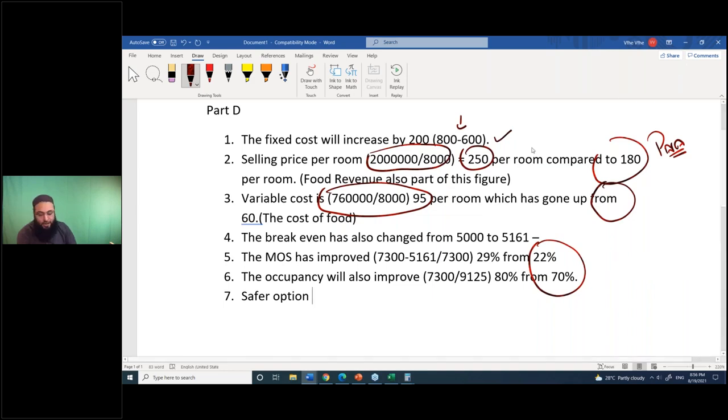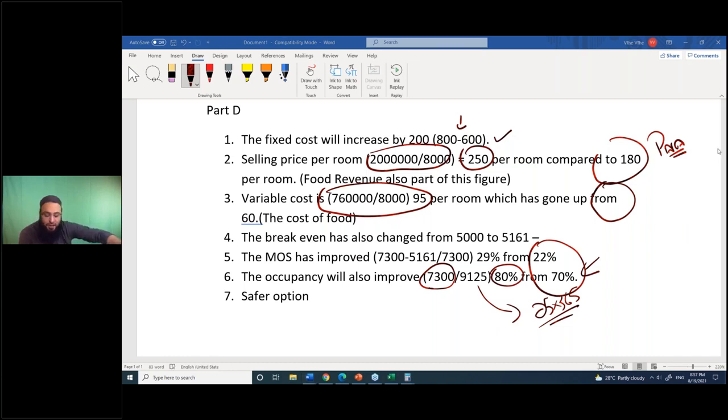Change in occupancy is very straightforward. You just saw that now budgeted is 7,300, right? And the total capacity that we worked out earlier of 9,125 was based on 25 rooms into 365. So now if we expect 7,300 rooms will be occupied, it's 80% capacity now compared to the previous 70%.